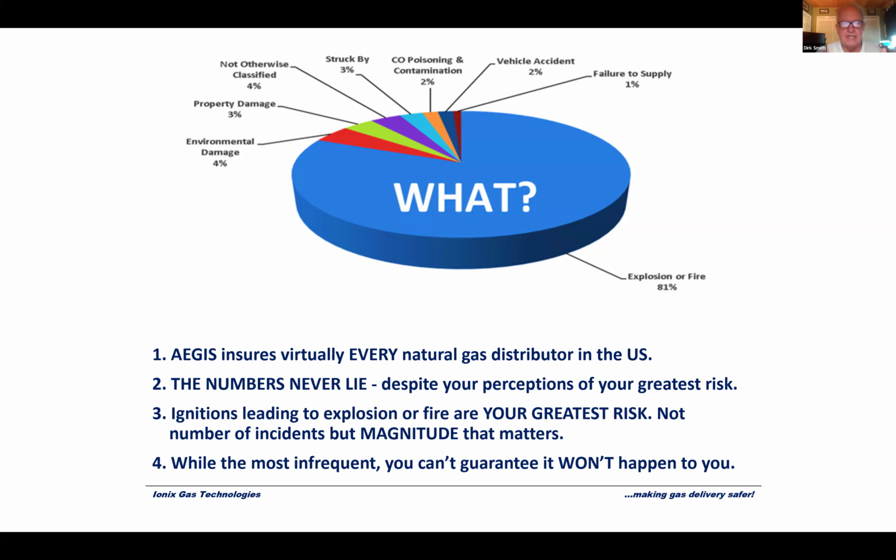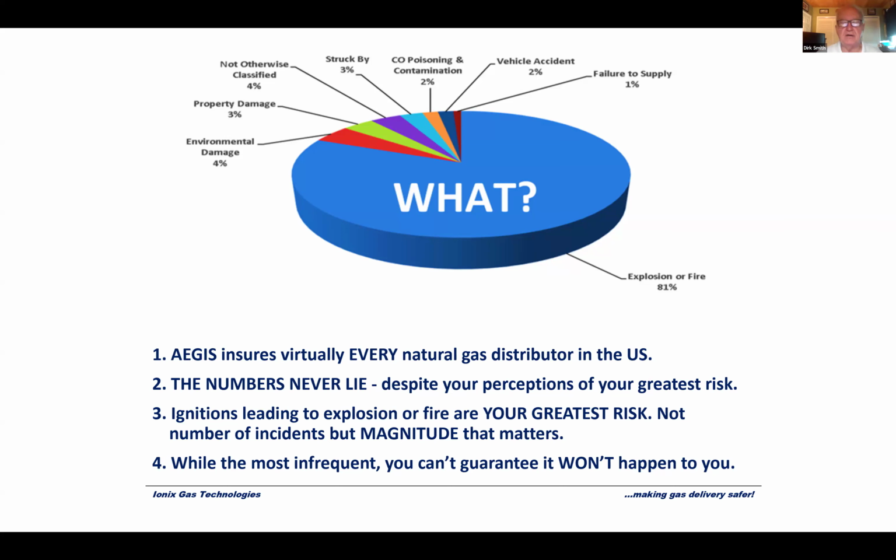They're a mutual company. In other words, this is an insurance company that's owned by the customers, okay? This is a pie chart of what Aegis paid out. I think it was the year 2022. It's a pie chart of the total amount they paid out in claims by the nature of the claim.